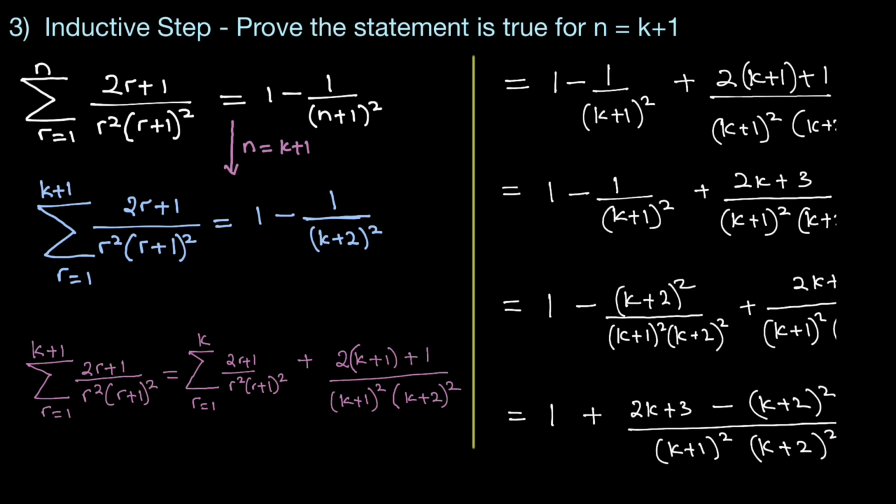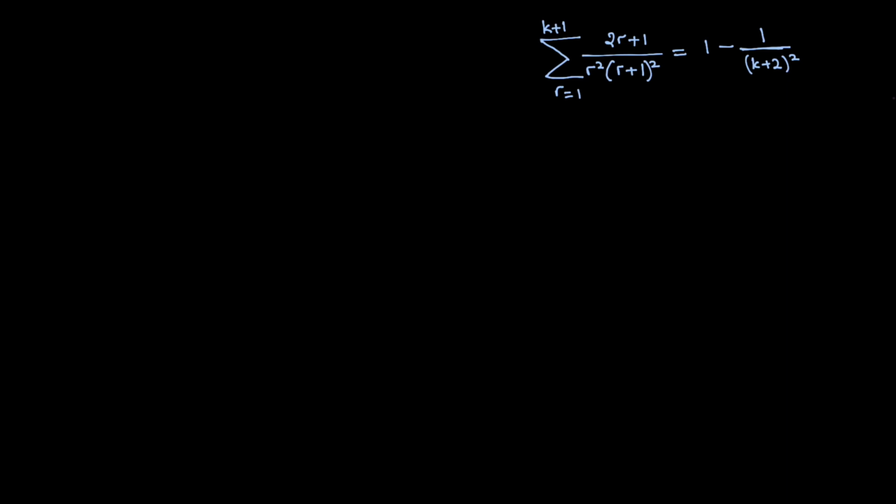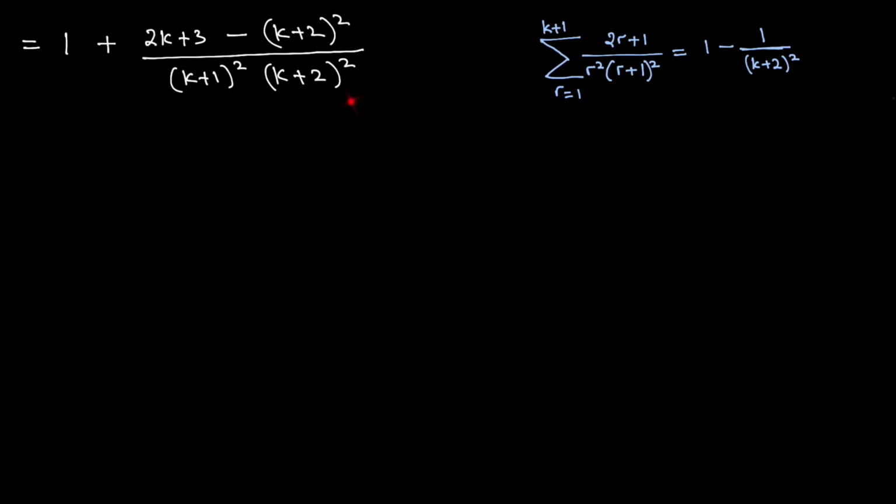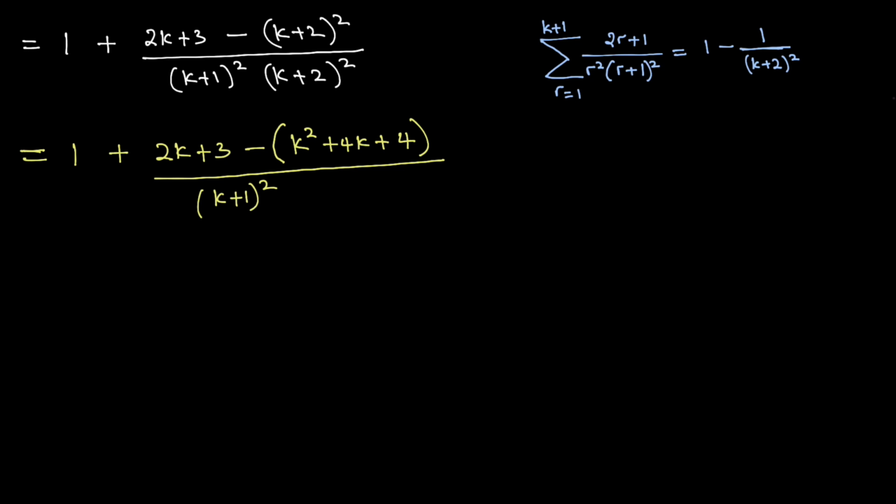Now let's progress. If we could remember, this is where we're going. We're trying to show that using the step 2, and this is where we are. And we write that, that's where we've got to. What I need to do next is to write 1 plus, well, I'm going to write the 2k plus 3, then minus, open bracket, I need to expand that one, k squared plus 4k plus 4, over the denominator, which is (k+1)^2 and (k+2)^2.